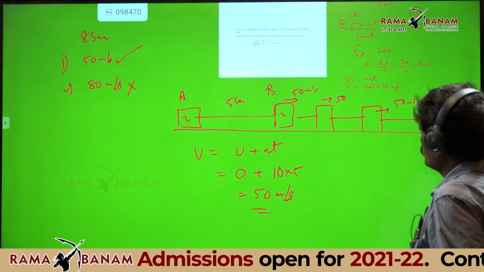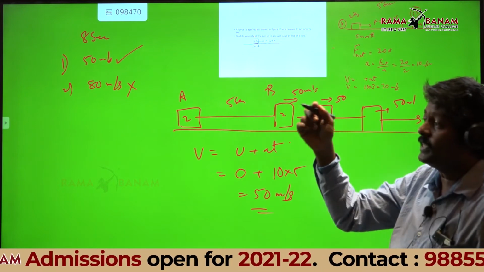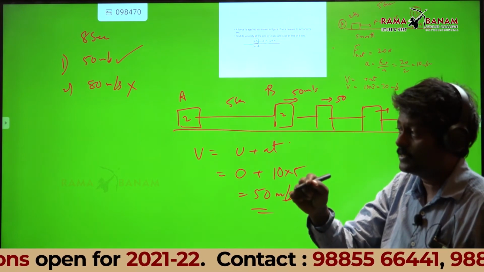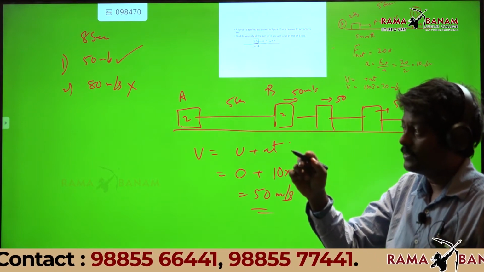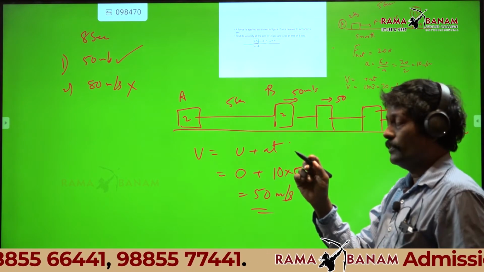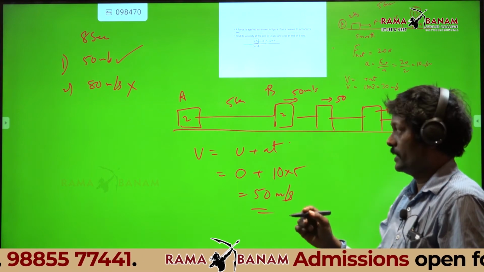And that 50 continues. But what did we get at the end of 3 seconds? 30 meters per second.